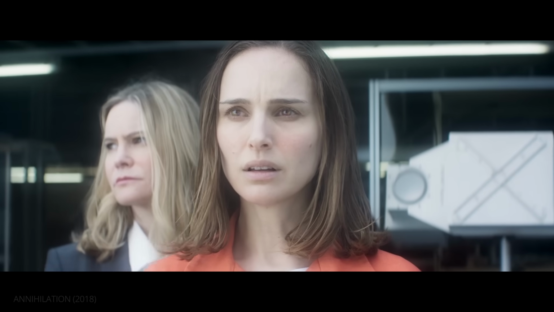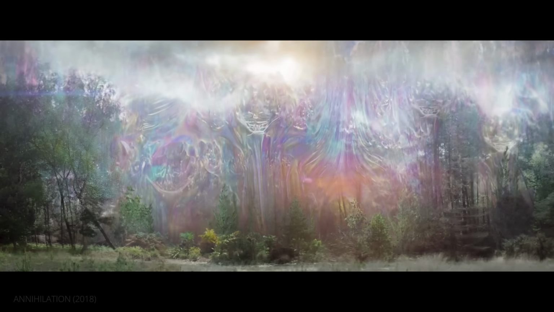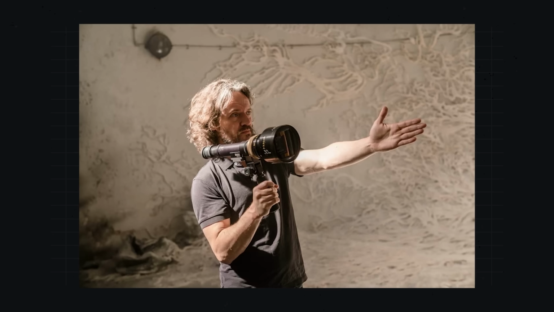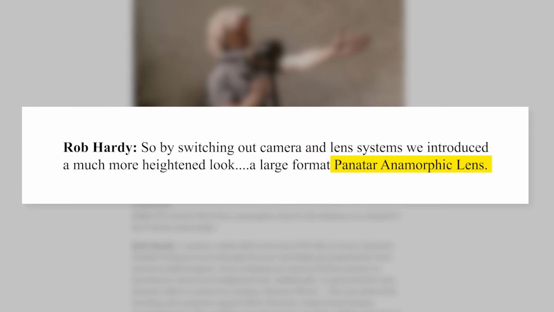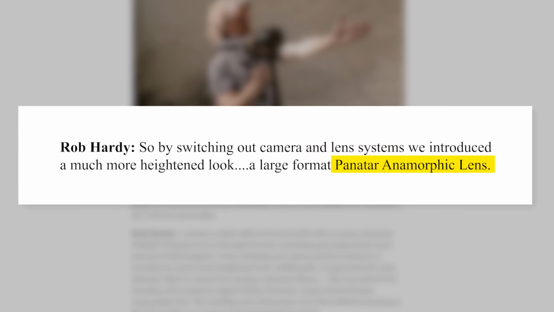Whereas the anamorphic artifacts can be a bit more cinematic. For Annihilation, cinematographer Rob Hardy wanted the aberrations of anamorphic lenses to capture the unreality of the shimmer.